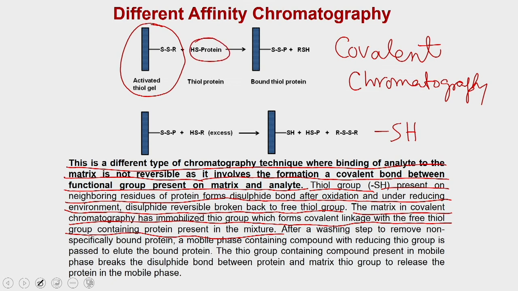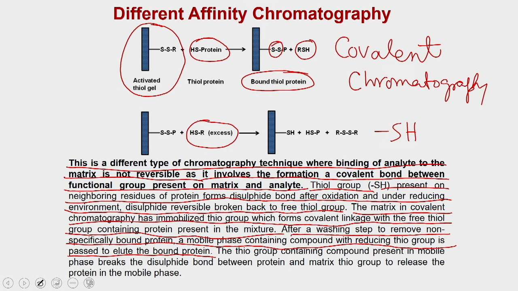Then you add your protein, which also contains free thiol groups, and under the oxidizing environment the protein will bind covalently to the matrix with the help of a disulfide linkage, and the group which was attached to the matrix is released. Once this is formed, you do a washing step to remove the non-specifically bound protein, and then you add the elution buffer which contains reducing thiol groups, and that reduces the disulfide linkages between the two sulfurs. That generates the matrix containing free thiol groups, and your protein is eluted.